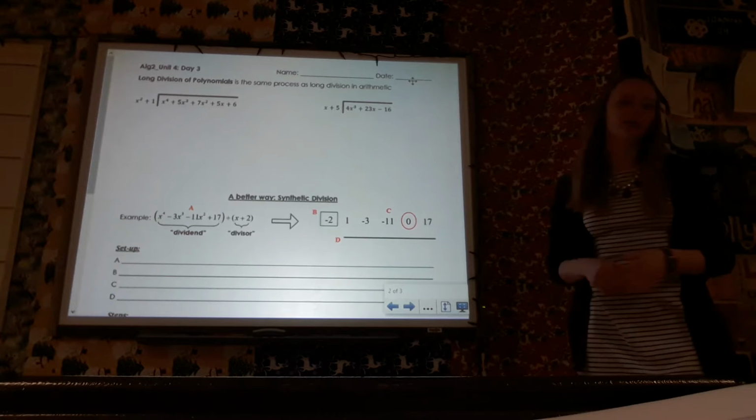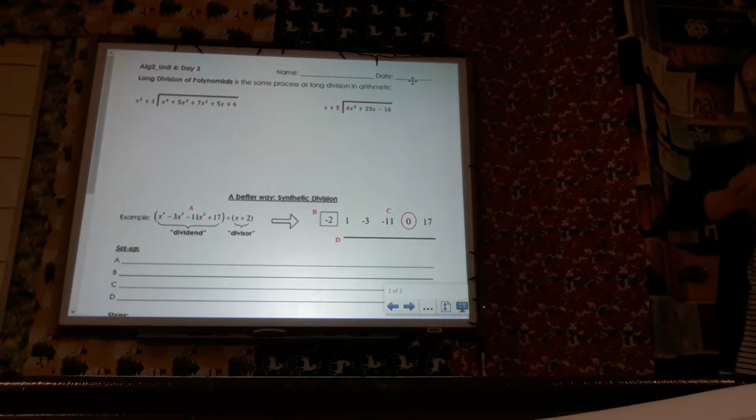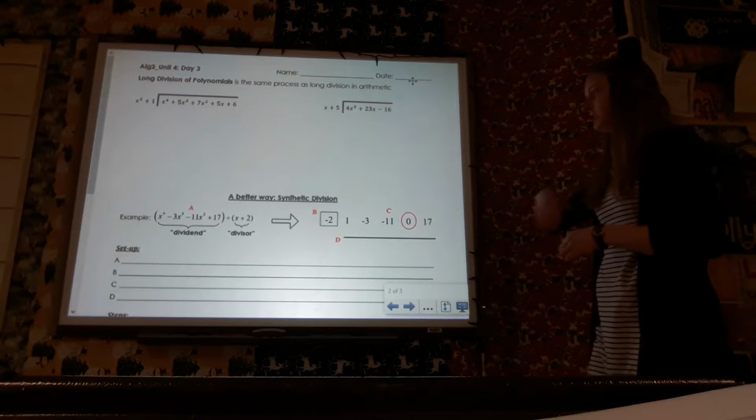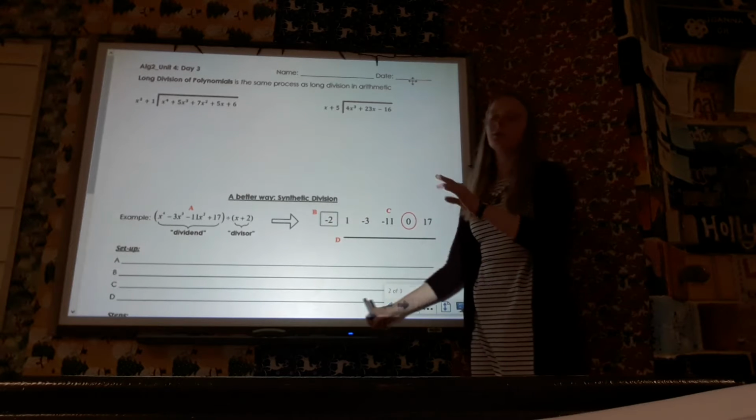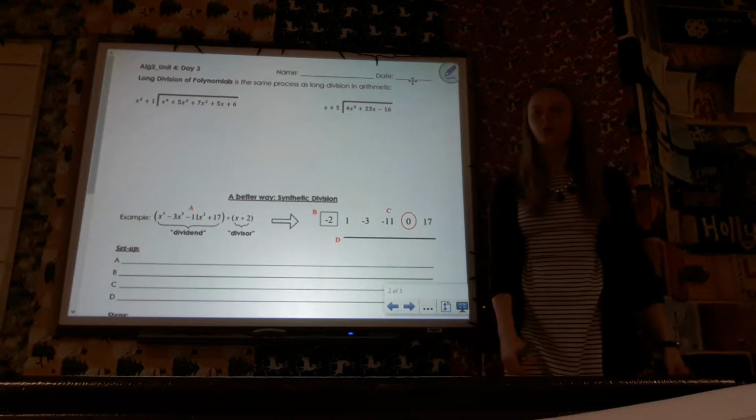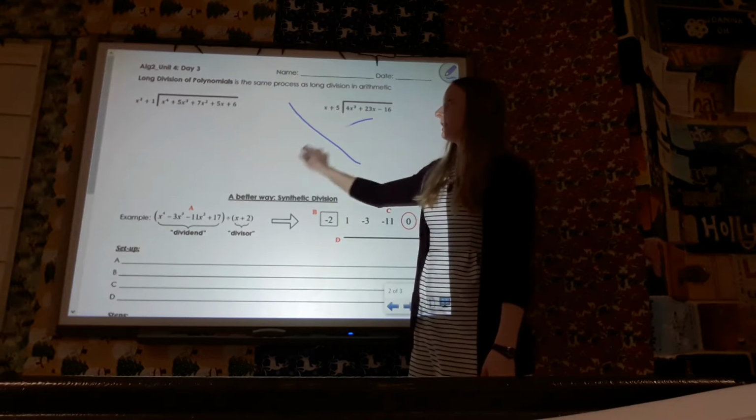Alright, the concept we're going to be talking about is synthetic division. Synthetic division is an alternative to long division. This little section here at the beginning, long division is not a requirement for Algebra 2, so I'm not really going to waste time talking about it.